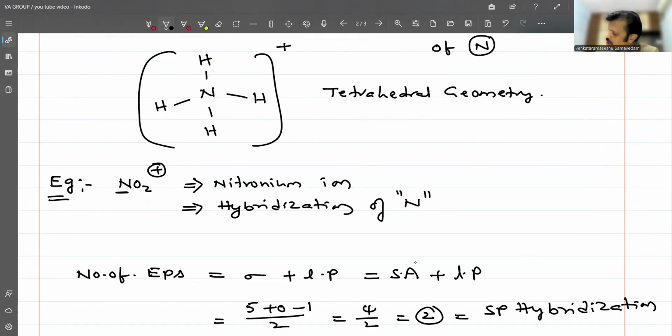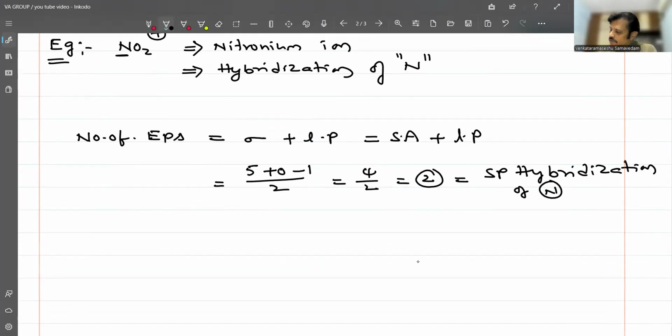That means nitrogen undergoes sp hybridization. So what is the structure? How can you define the structure? If oxygen is there, simply I can take only sigma bonds. After that, if you have any idea about the combining power or valency of oxygen, how many bonds it may form, simply you can write the original structure of the nitronium ion, NO2 plus. This is the nitronium ion structure, which has linear geometry.